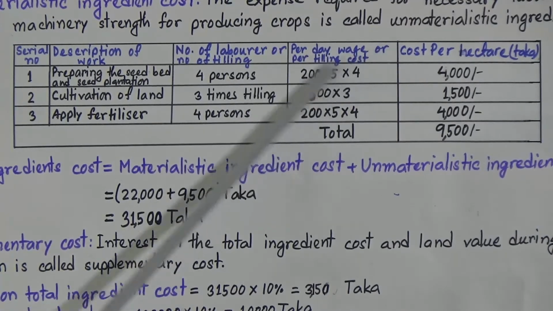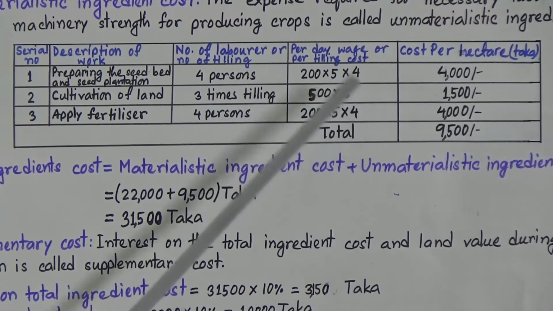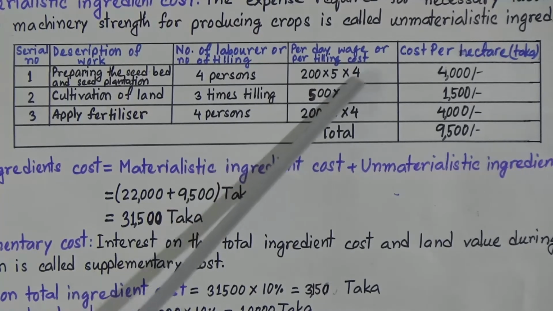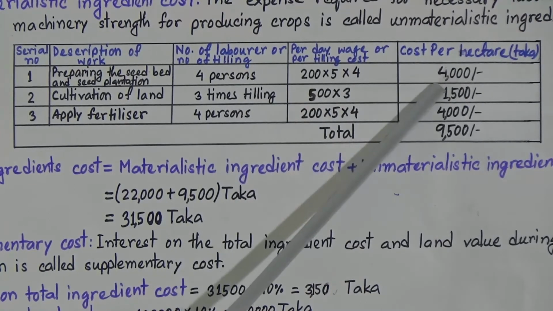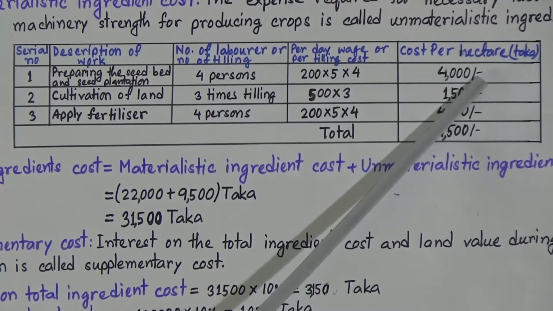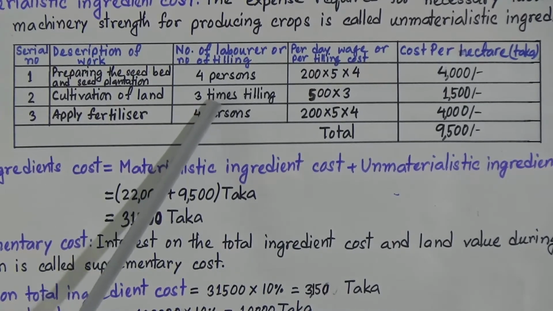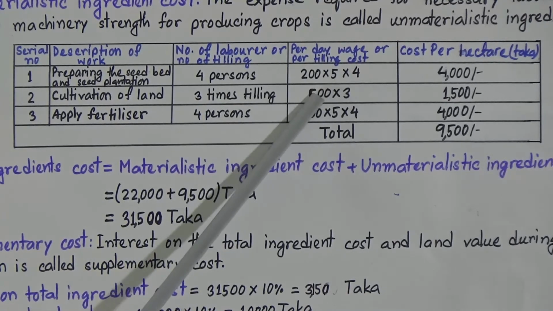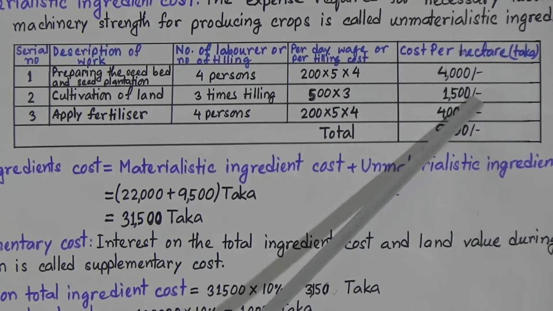Now per day wage per person is 200, and if you need to work them for 5 days, you will multiply it by 5, and then for 4 persons we will multiply it by 4, and in total it will be 4000 taka per hectare. Cultivation of land: if you till the land 3 times, we will multiply 3 by 500, because each time it will be 500. So in total it will be 1500 taka.